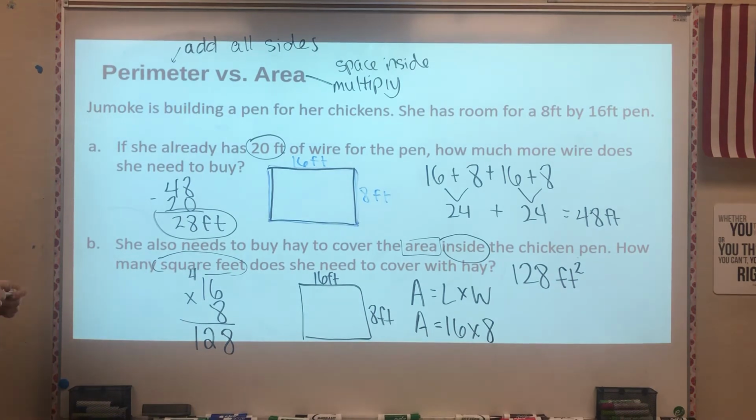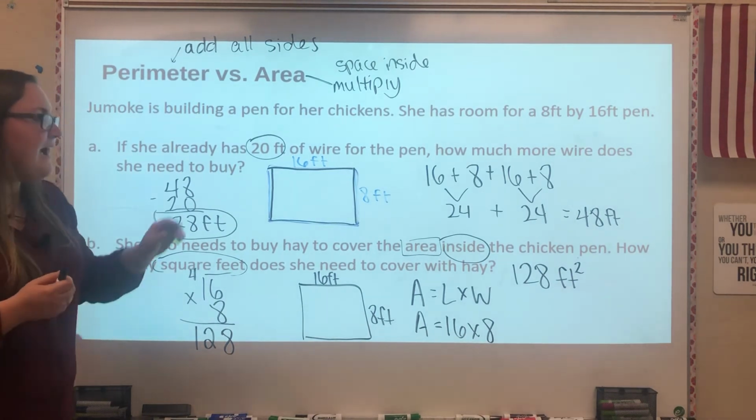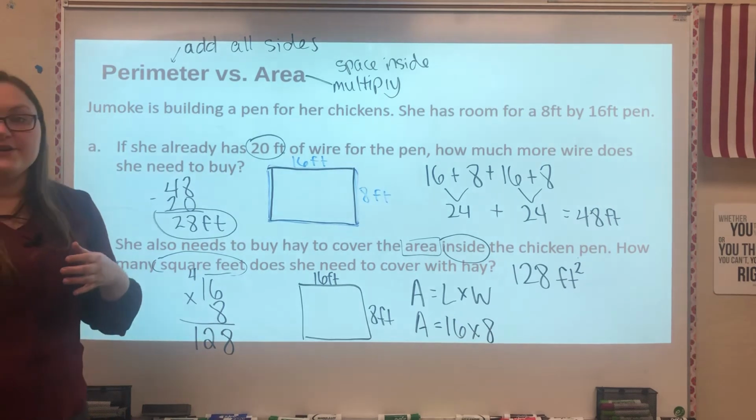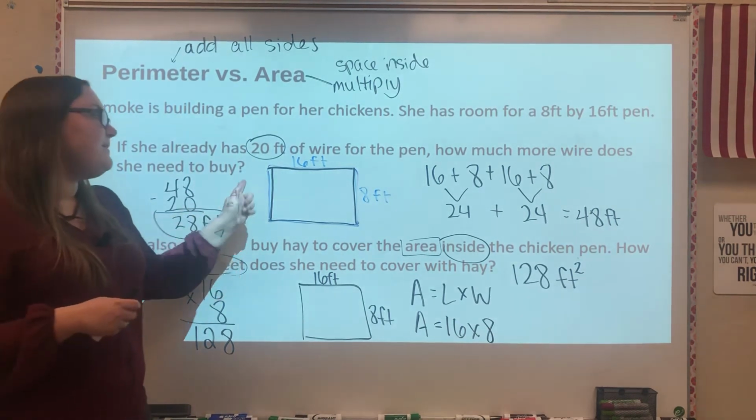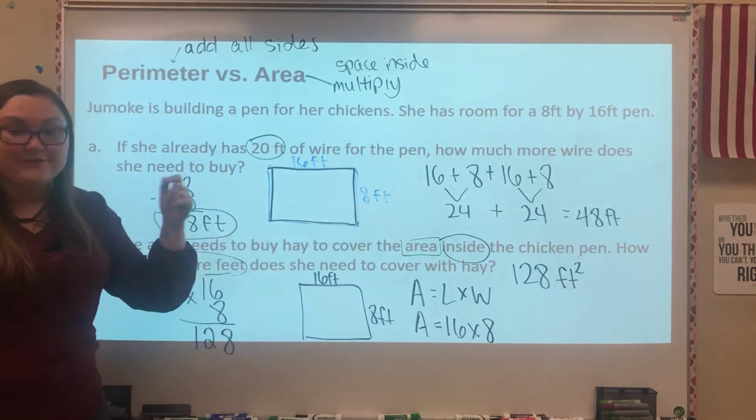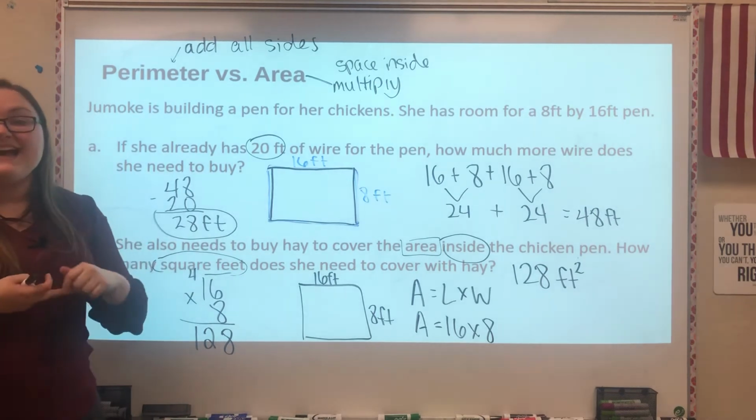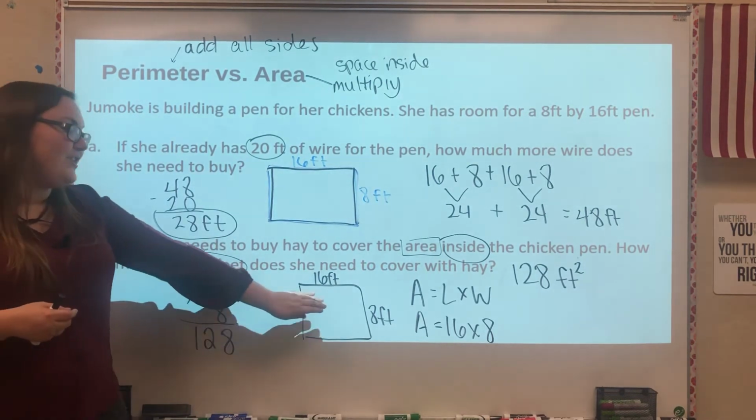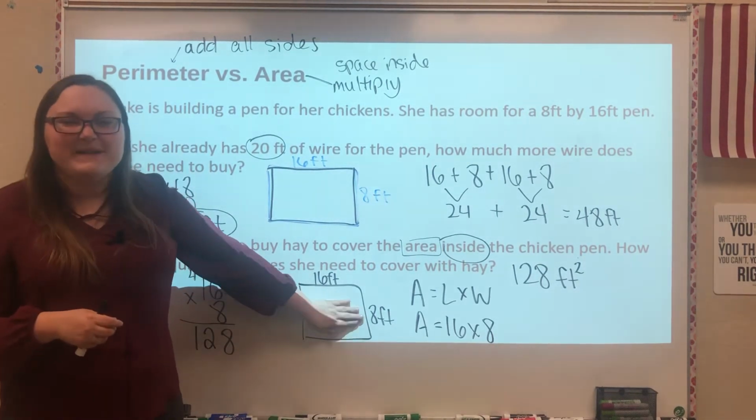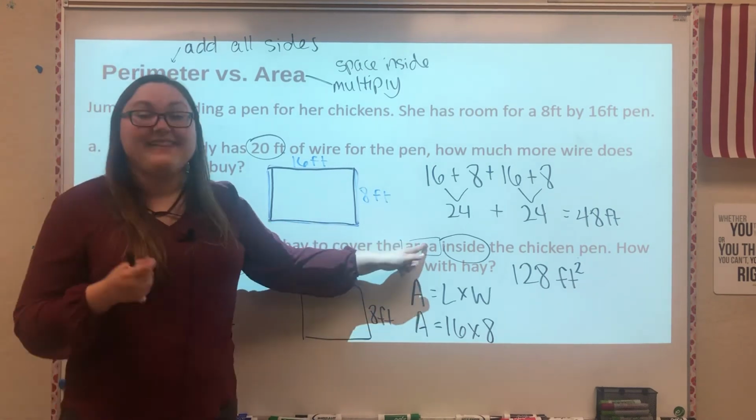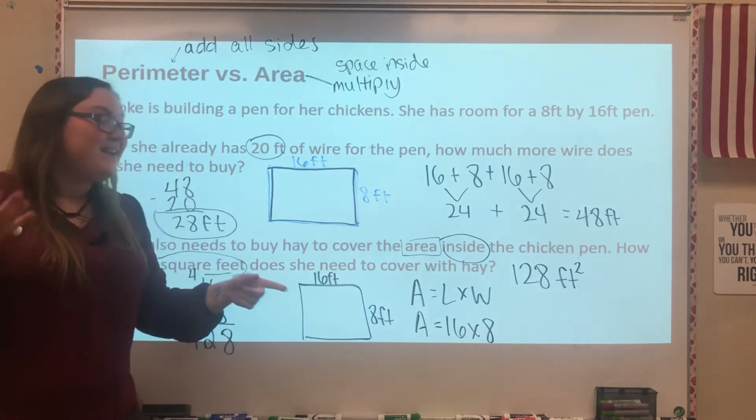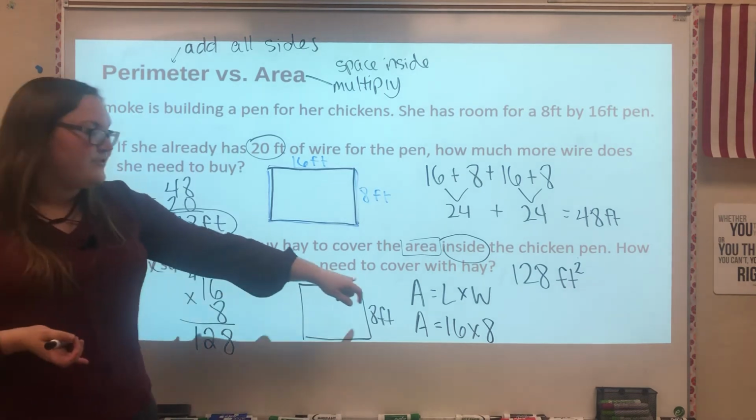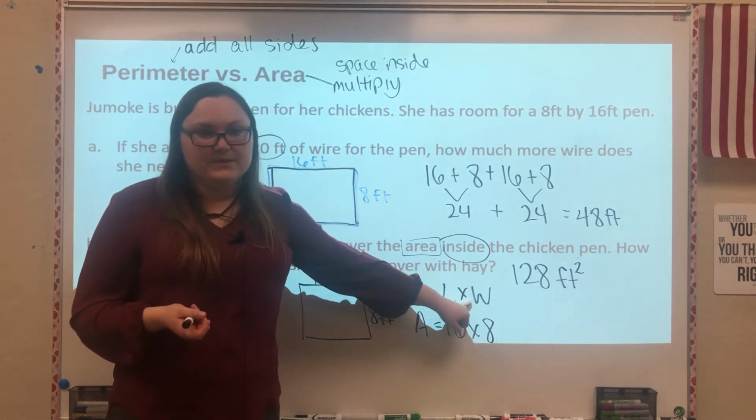I really want to emphasize in this problem looking to see what they're describing. If you're describing going around something, you're finding perimeter, you should be adding in those problems. If you're looking at how big something is, how much space it takes up, if you're looking at the area inside a shape, then you're finding area. And in order to find area, you're always going to be multiplying.